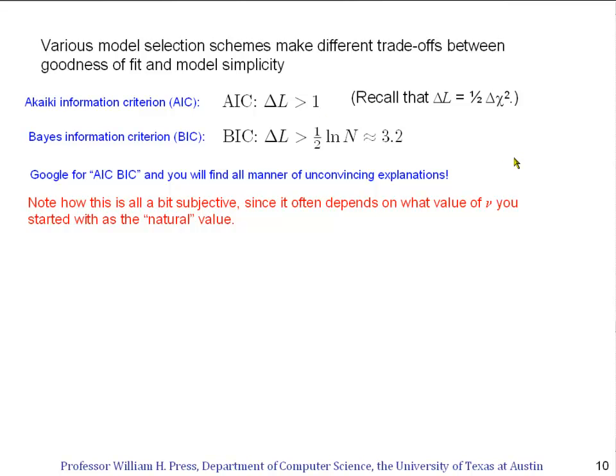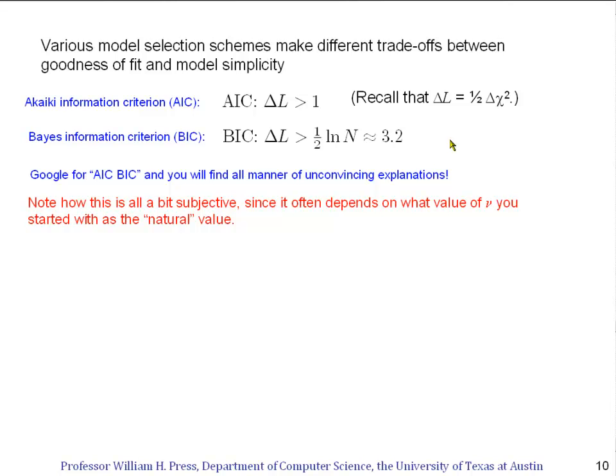Now, people don't just make this up. There are theorems behind each of these information criteria, behind AIC and BIC, but the theorems are only as good as their assumptions. If you Google for AIC, BIC, you'll find a bunch of web pages with all manner of unconvincing, in my humble opinion, explanations about what those assumptions should be, and then grinding through the theorems that lead to the AIC or respectively BIC criterion.